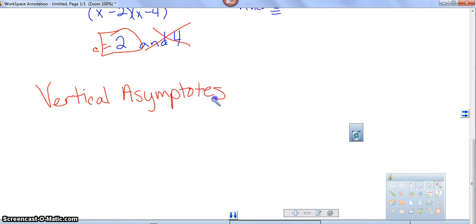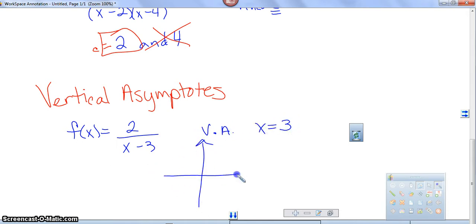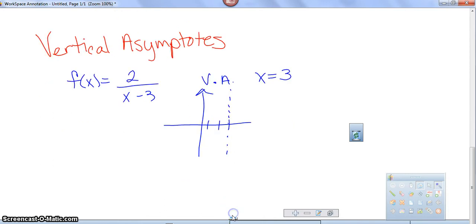And I'm putting them together because I believe that most of you know how to find a vertical asymptote. If f of x equals 2 over x minus 3, the vertical asymptote happens at x equals positive 3. Vertical asymptotes happen where the denominator is 0. When I draw them, I like to put a little dotted line there. You don't even have to graph for what we're doing today. What you have to do is just tell me where they happen.